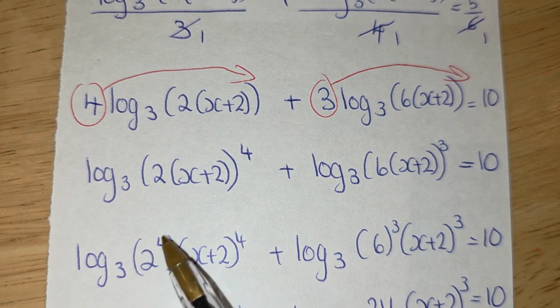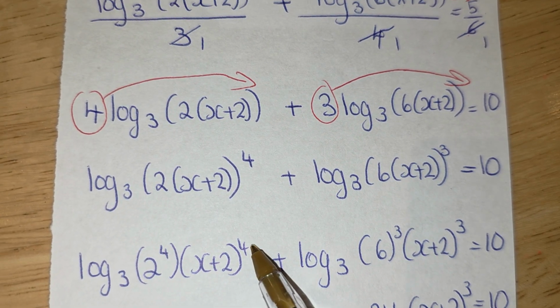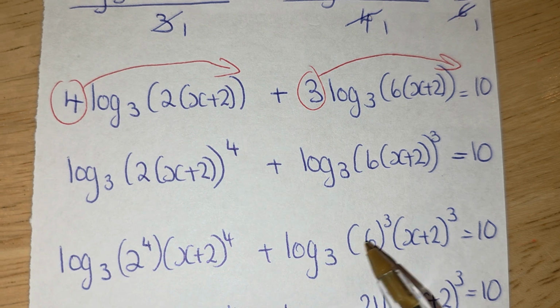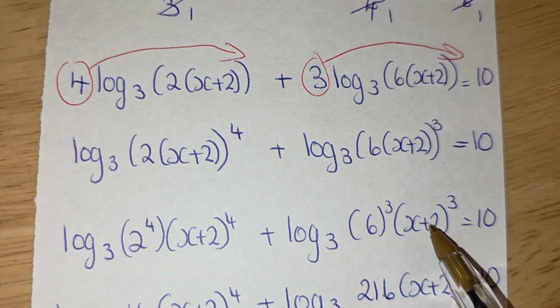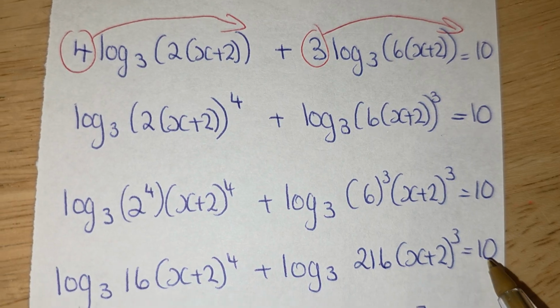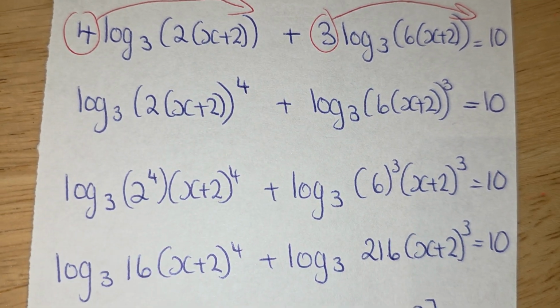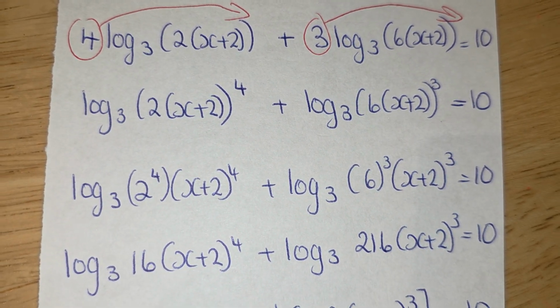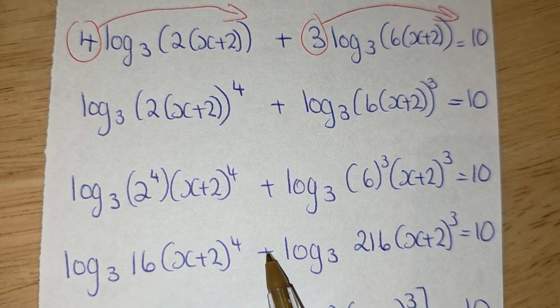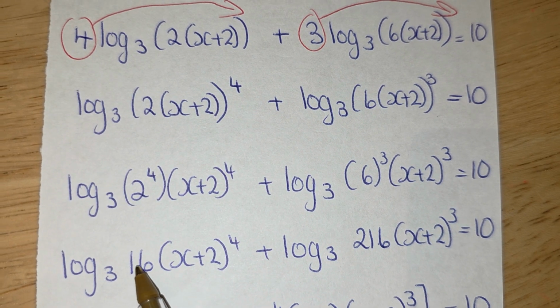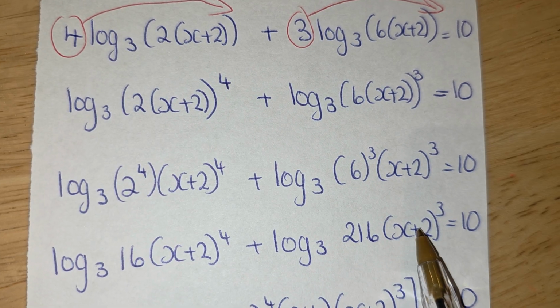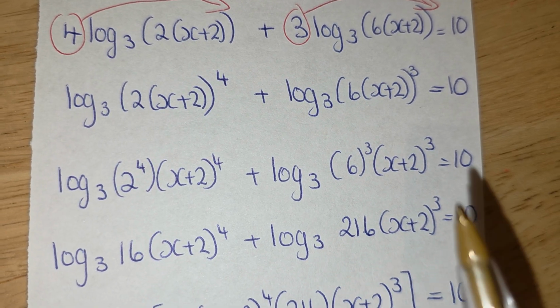So 2 to the power of 4, that's 16. The bracket to the power of 4, leave it as it is. 6 to the power of 3 is 216. And then that bracket to the power of 3 just stays as it is, all equal to 10. Okay. So now at this stage, I can apply the rule of addition. Addition turns into multiplication. So I can now have the log of this expression multiplied by this expression to a base of 3 should equal 10.